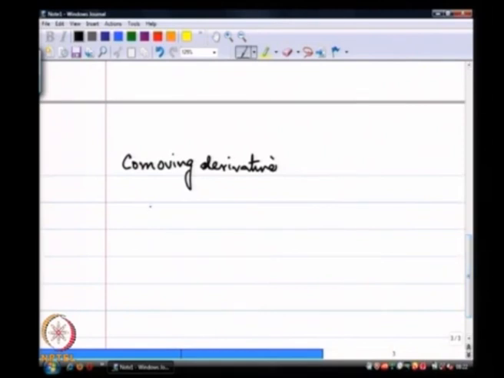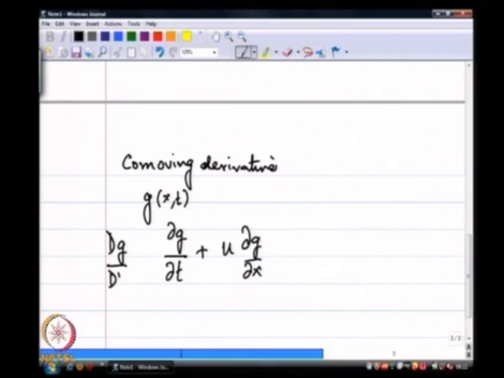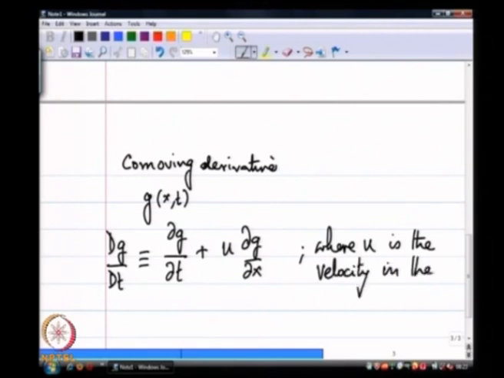We are used to this. Say if I have some function g which is a function of x and time, we write a co-moving derivative of g, this is what we very often refer to as capital Dg/Dt, where u is the velocity, scalar velocity in the x direction.